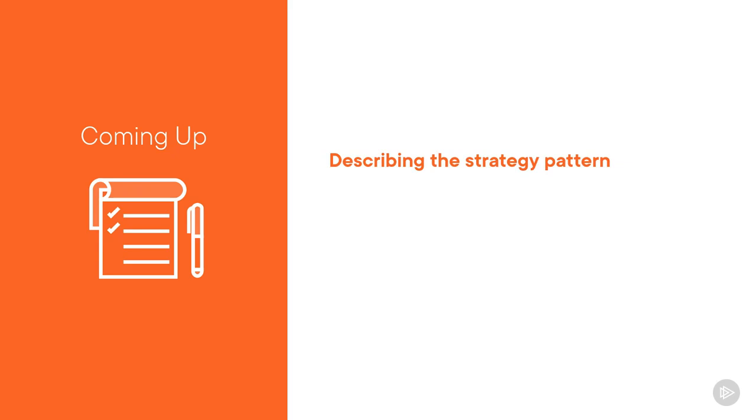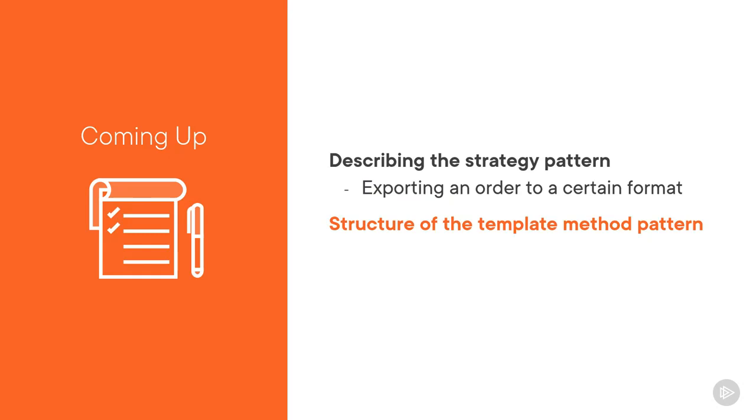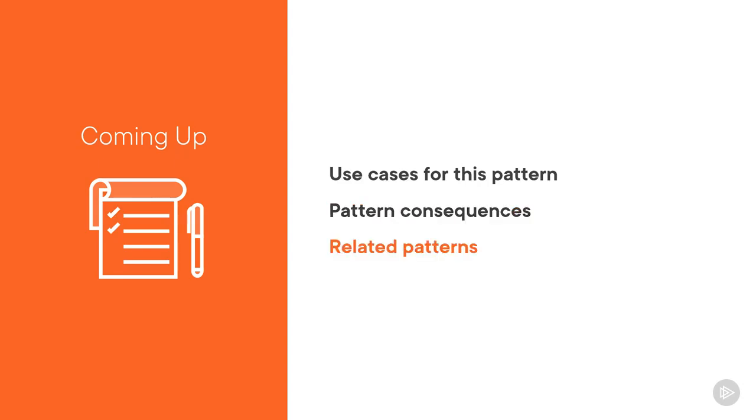We'll start by describing the pattern using a real-life example, exporting an order to a certain format. After that, we will map that to a structural example and we will implement it in a demo. We will also implement an alternative approach to the original pattern template. We'll continue with learning about use cases for this pattern and pattern consequences. And as usual, we will end the module by looking into related patterns. Let's dive in with describing the strategy pattern.